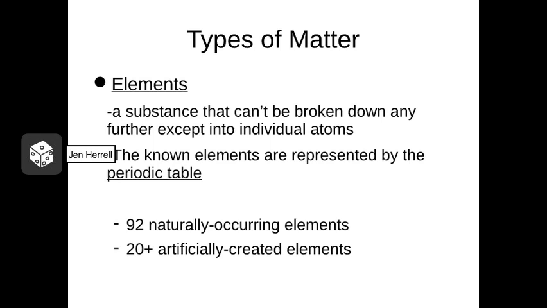There are many different types of matter that are known to exist, and each of these is referred to as an element. Elements are represented on the periodic table by those squares. Each one has its own square and its own symbol, which we'll get to. Now there are 92 naturally occurring elements that are known, and 20 plus that have been artificially created in the lab. And I say 20 plus because every year they discover new ones and add them to the periodic table.